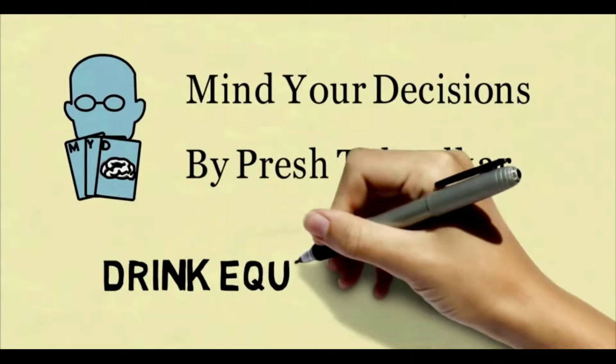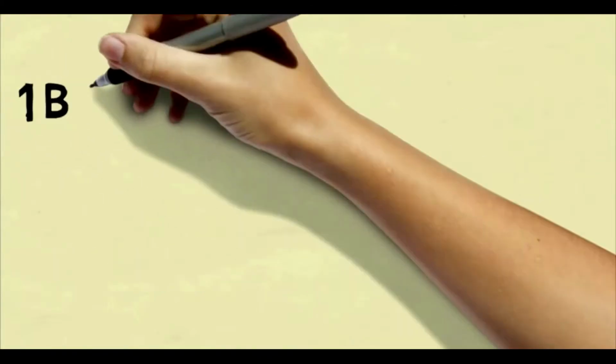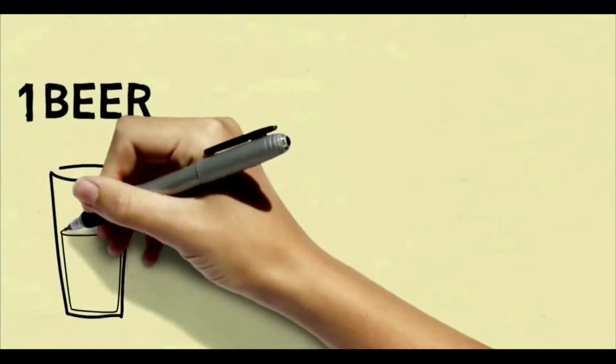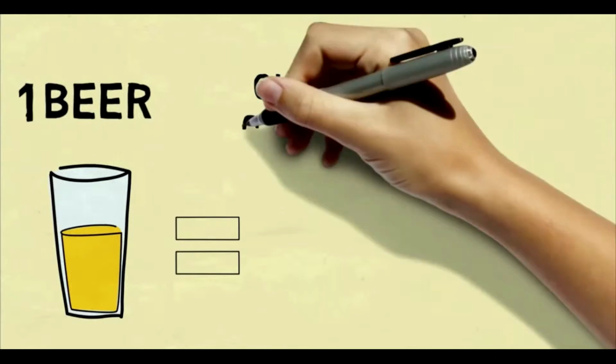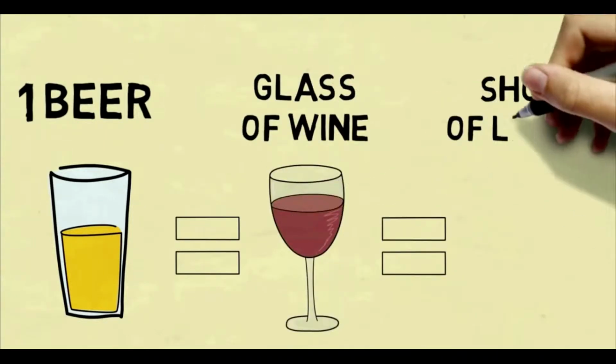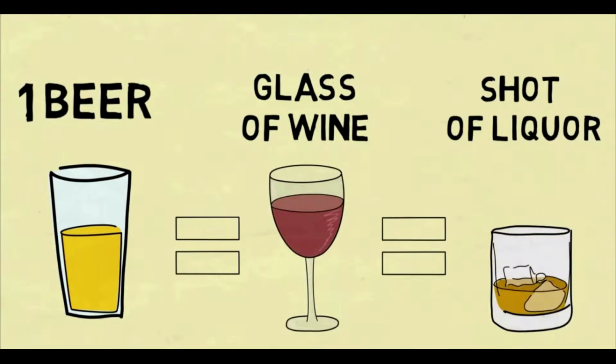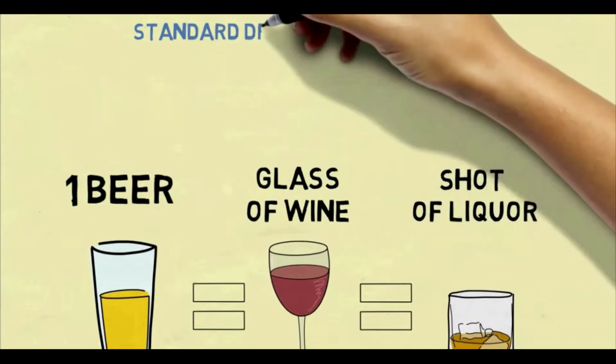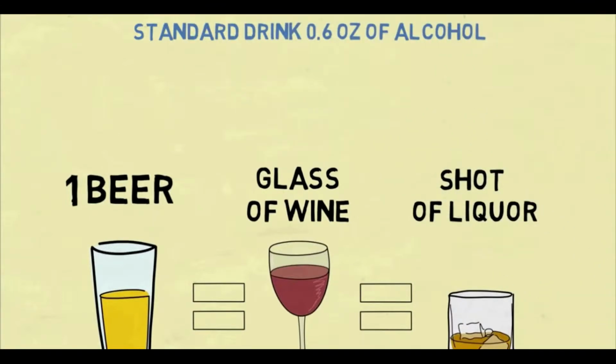In this video, we're going to describe the math of what a standard drink is. In America, they often say that one beer is equal to one glass of wine, which is also equal to one shot of hard alcohol. But where did they come up with this equivalency between different types of alcohol? The reason is the definition of a standard drink is 0.6 fluid ounces of alcohol, and each of these drinks actually contains that amount of alcohol.